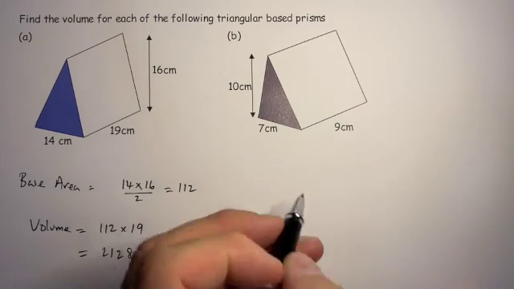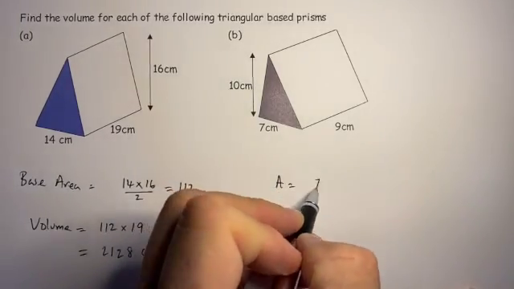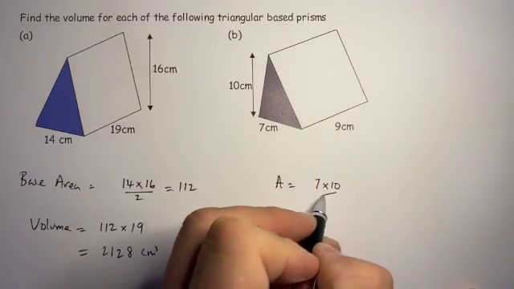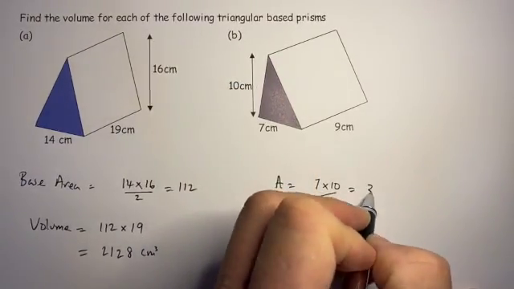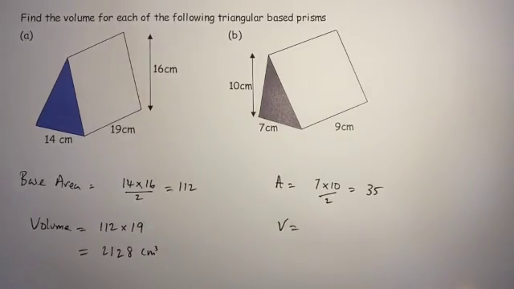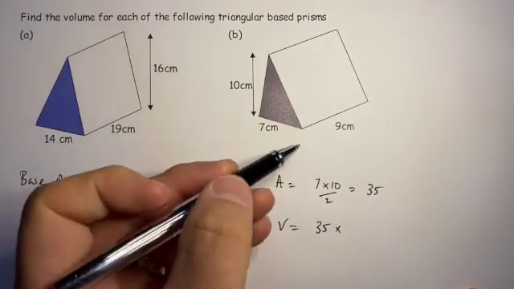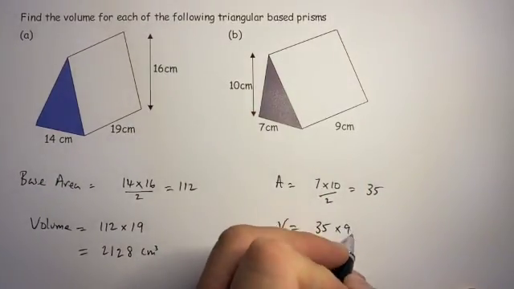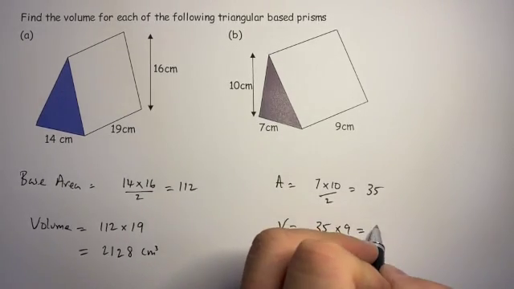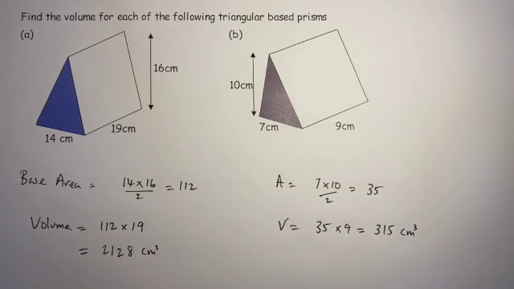So look at the second one, much the same. To work out the area of that triangle, we've got a base of 7, height of 10, 7 times 10, and then we've got a half of that, so that gives us 35. So the volume of this prism will be that area times by how long the prism is, so times by 9. So we've got 35 times by 9, which is 315 again, centimetre cubes.